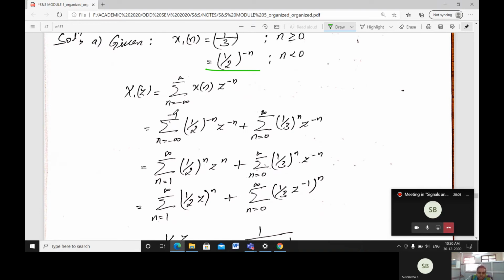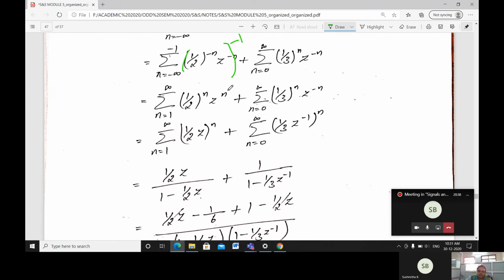Then here we have to change the limit. If I change the limit to n varying from 1 to infinity, the power is going to be inverted, so we have to multiply the power by minus 1. Then minus of minus gives plus, so z raised to n is what you will get. Then plus this, as it is, 1 by 3 power n z raised to minus n.